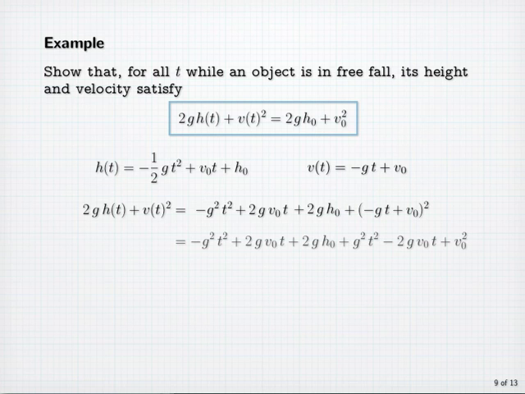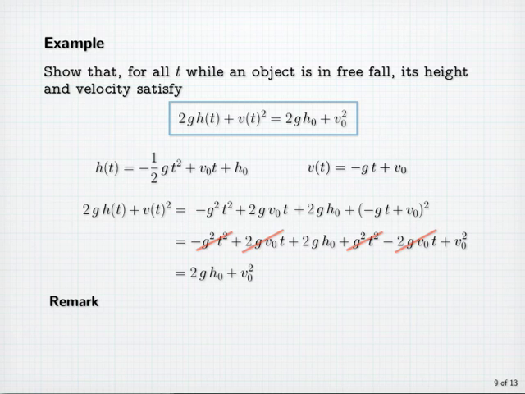Next we expand that product into g squared t squared minus 2g v naught t plus v naught squared. Now, notice that we have minus g squared t squared plus g squared t squared, as well as 2g v naught t minus 2g v naught t. So the remaining terms give us 2g h naught plus v naught squared, which is exactly what we wanted.